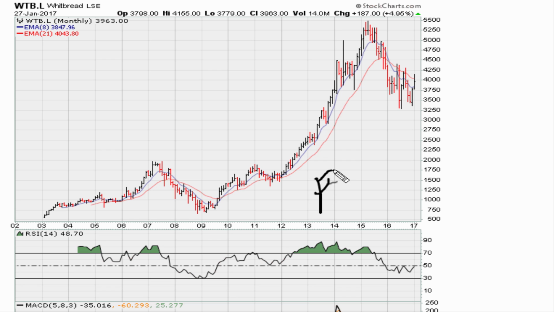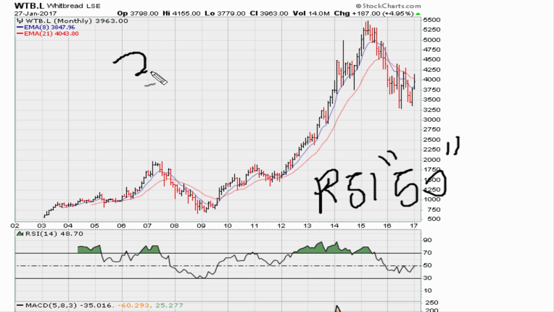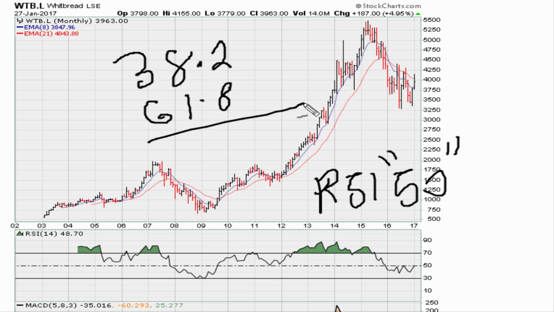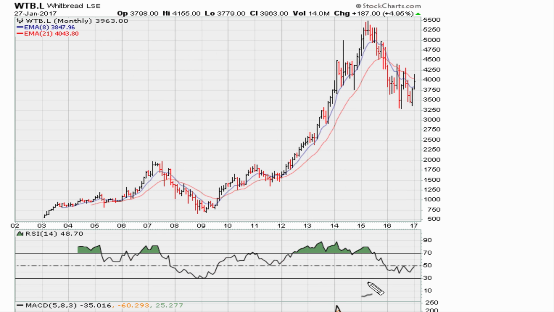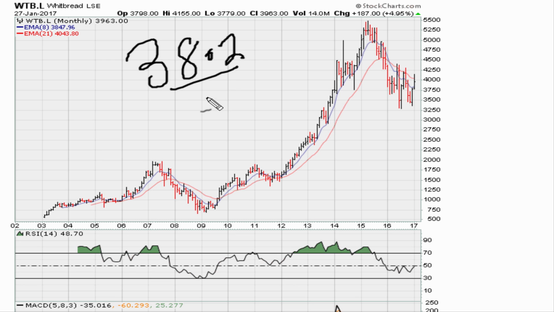So RSI 50. Now let's play around with some numbers just for fun. So we know that 38.2 is a Fibonacci number. We know that 61.8 is where that derives from. We add all this, we get 100, right? Now what we're going to do is let's play around here with the numbers and take 38.2, divide that by 2. What we get is 19.1.